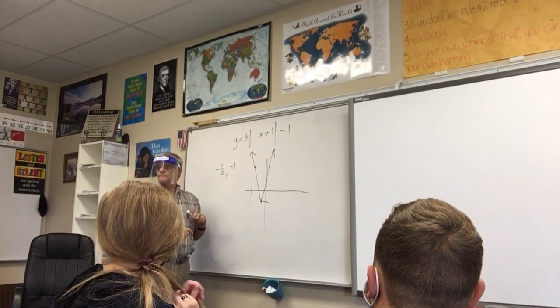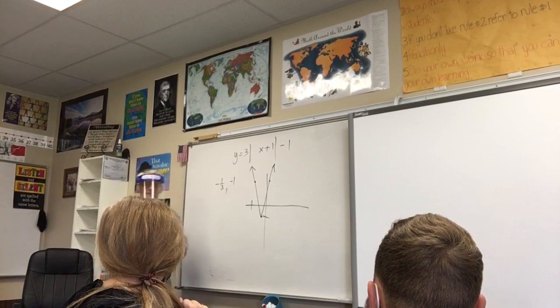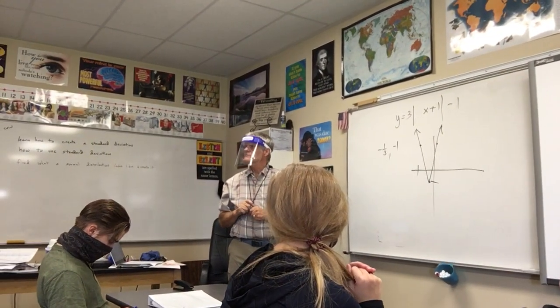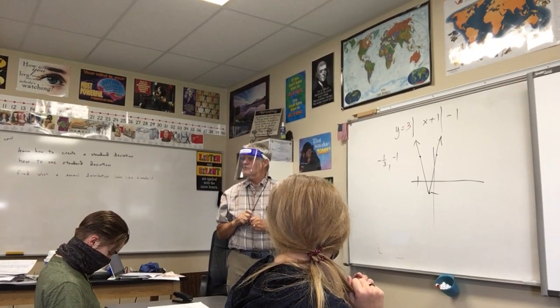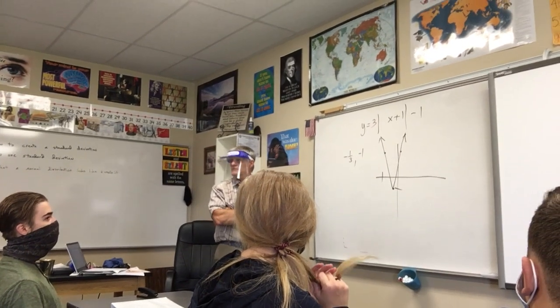Okay, what if there's numbers in both of them, though? Or is that not likely? Or we're not doing that for you? I don't think I'll do that for you. Then the slope would be 9 over 1. Okay. Yeah, I don't think I'm going to do that to you. Sorry.